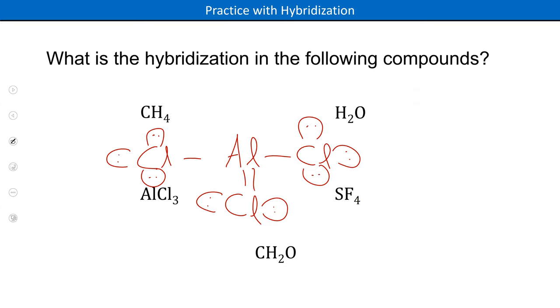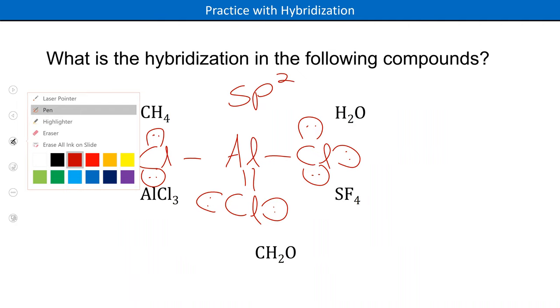Only three electron groups, right? Three electron domains for that aluminum. So the aluminum's hybridization would have to be, you said it, sp2. We only need three pieces. So we start with the S and then we add higher energy orbitals until we get to the right number of pieces. And it doesn't matter whether you draw that as a double bond or a lone pair. The aluminum is still sp2 either way.